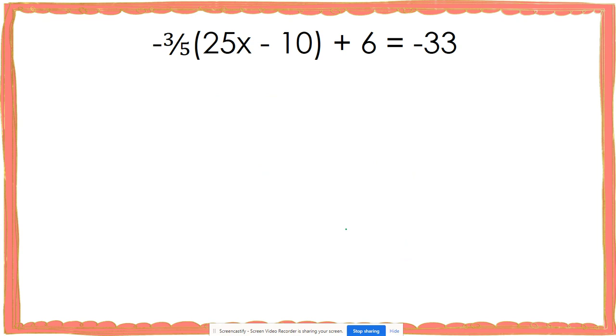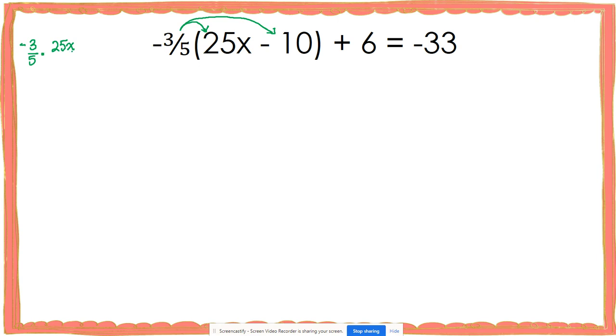Now let's look at this equation. You'll notice it looks a little bit different because we see this negative 3/5, but it doesn't change how we solve anything. We still need to distribute negative 3/5 into my parentheses. So I'm going to start by multiplying negative 3/5 times 25x. Now this may look a little bit complicated, but it's not. We're going to multiply negative 3/5 times positive 25x.